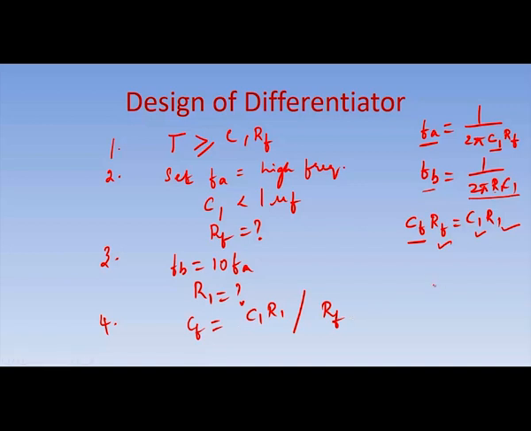And if you add the offset compensation to the positive terminal of the op amp, then the value of the compensation resistor is the parallel combination of R1 and RF. This is the value of the compensation. So this is the design of the differentiator. So you can design the differentiator for the value of FA equal to 100 or 1000 hertz.